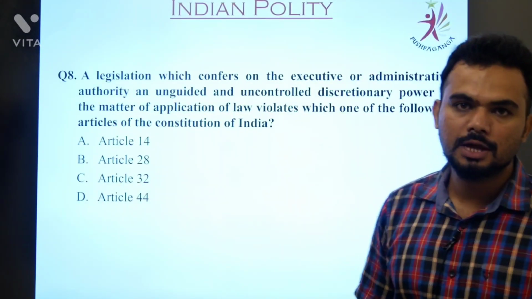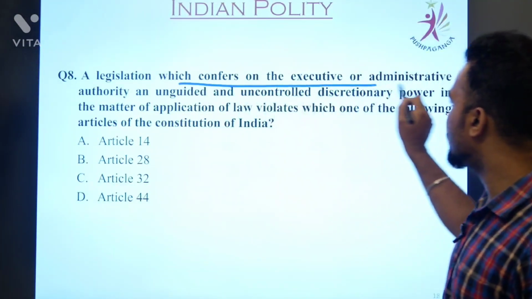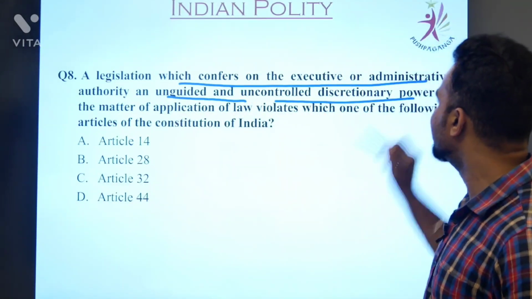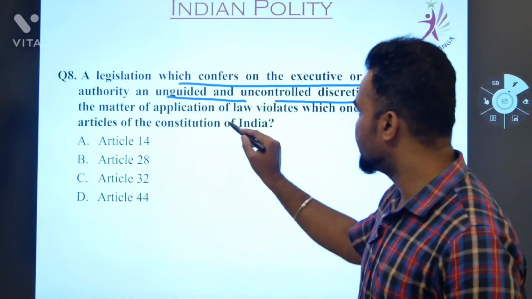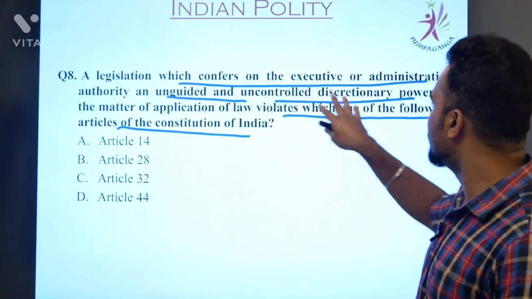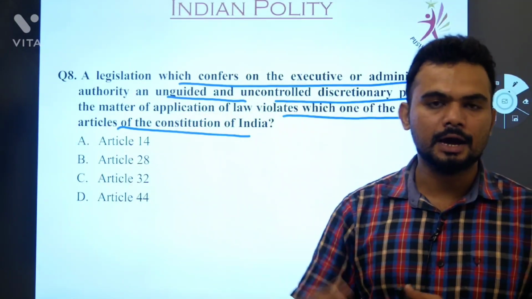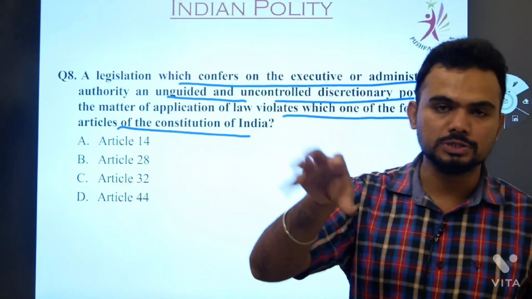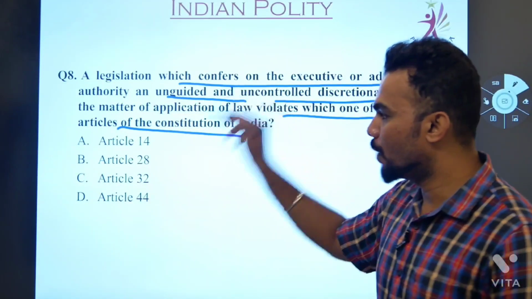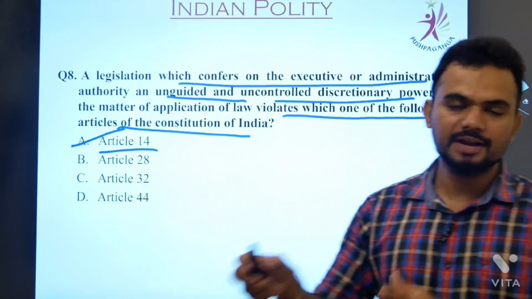Here it is a direct question. It says legislation which confers on executive or administrative authority an unguided and uncontrolled discretionary power in the matter of application of law violates which one of the following articles? An administrative authority cannot impose unguided and uncontrolled discretionary power. So it is Article 14 of the Constitution, the rule of law. Here the Dicey principle will apply.